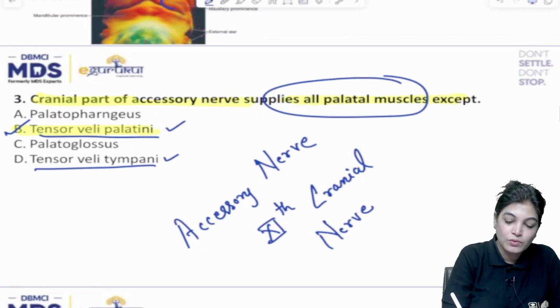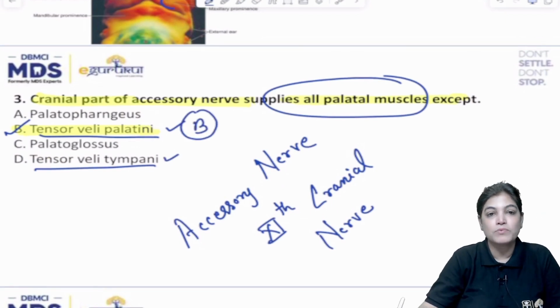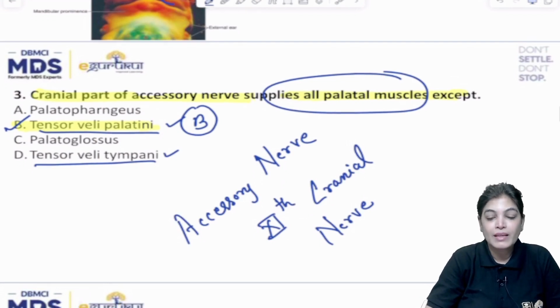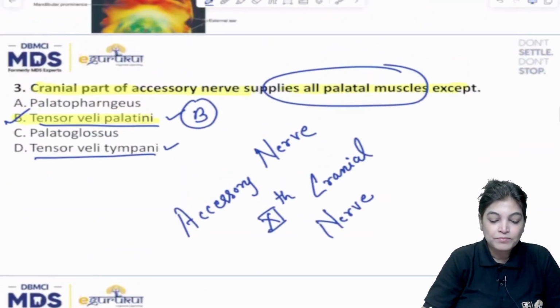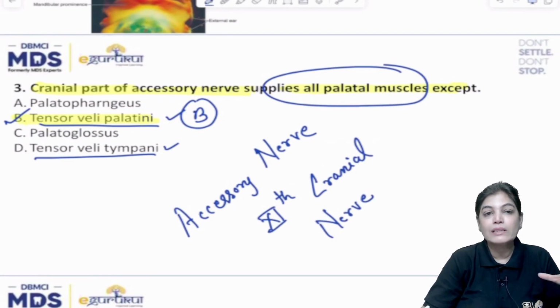But if I have to go with one, I will definitely go with B option, that is tensor veli palatini. The reason is tensor veli palatini is supplied by the mandibular branch of trigeminal nerve. All other muscles of soft palate, that is musculus uvulae, levator veli palatini, palatopharyngeus, palatoglossus, all these components will be supplied by the cranial part of accessory.